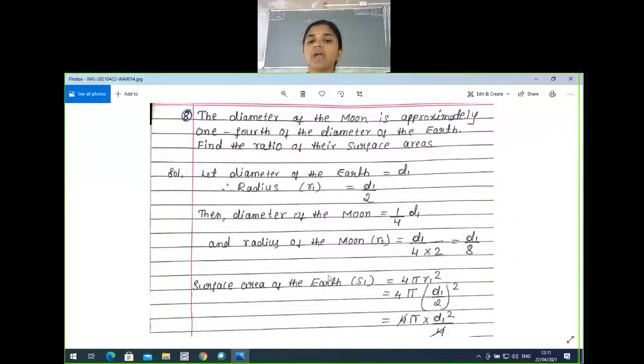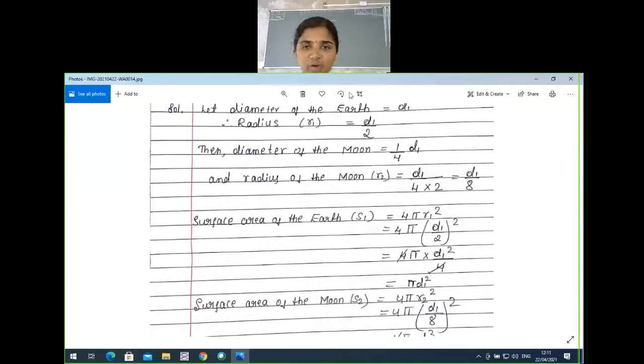Okay, so now we have to find out the surface area of the earth and the surface area of the moon. Yes, see here, surface area of the earth S1. We are taking the surface area of the earth as S1, that is 4 pi r1 square. Why r1 square? Because we are taking the radius of the earth as r1. Okay, so then 4 pi, I'm keeping 4 pi as it is. I will not substitute 22 by 7 for pi, I will keep it as it is, because we have to find the ratio, and there pi will get cancelled.